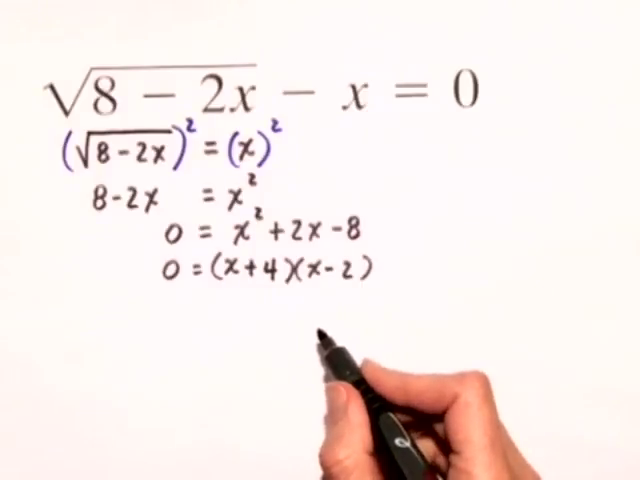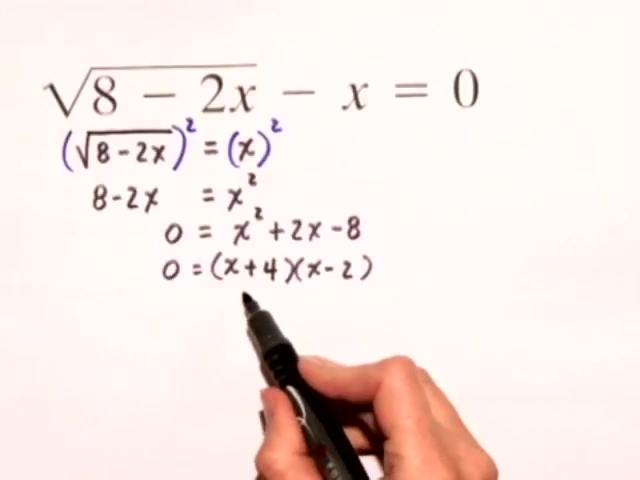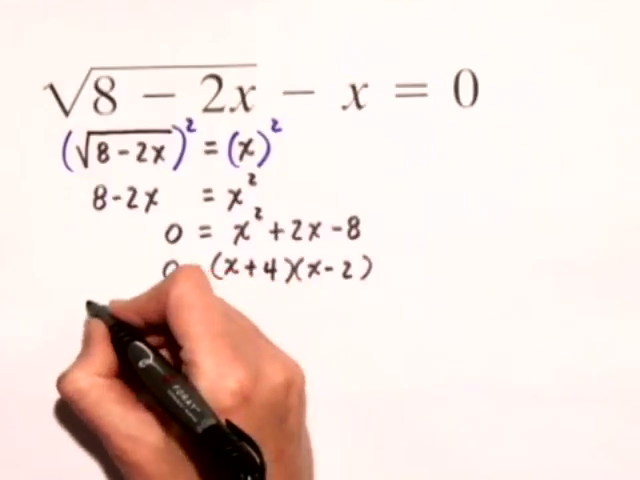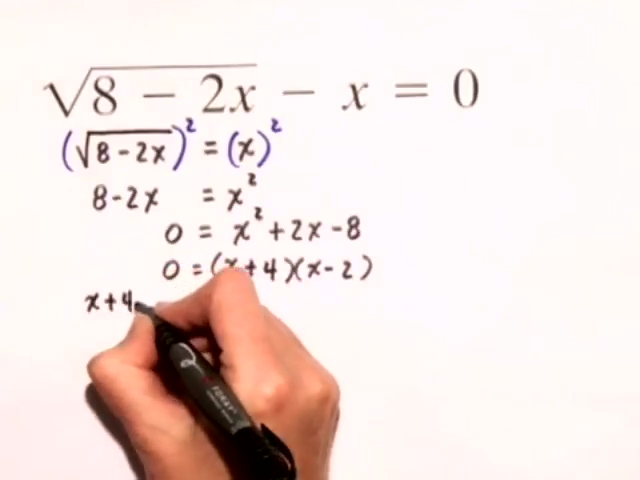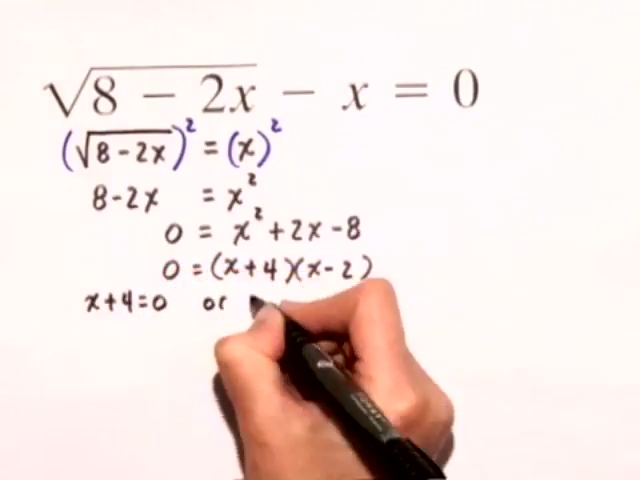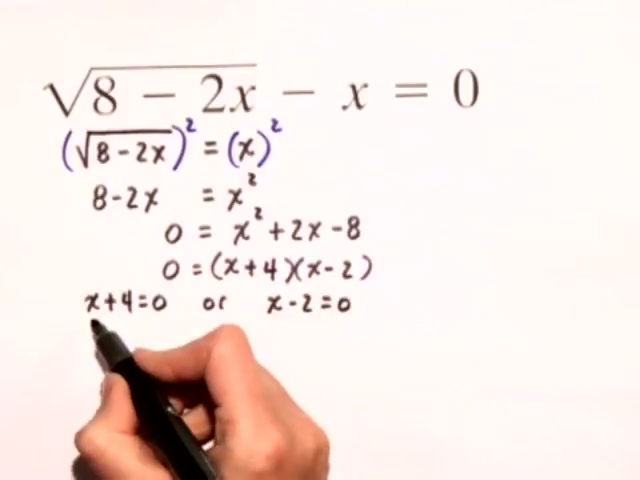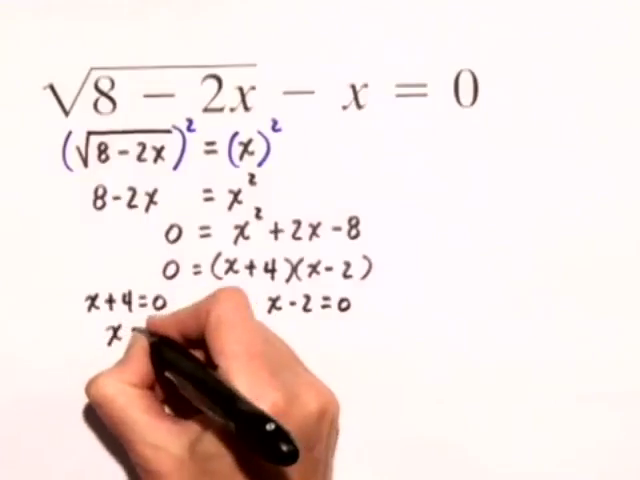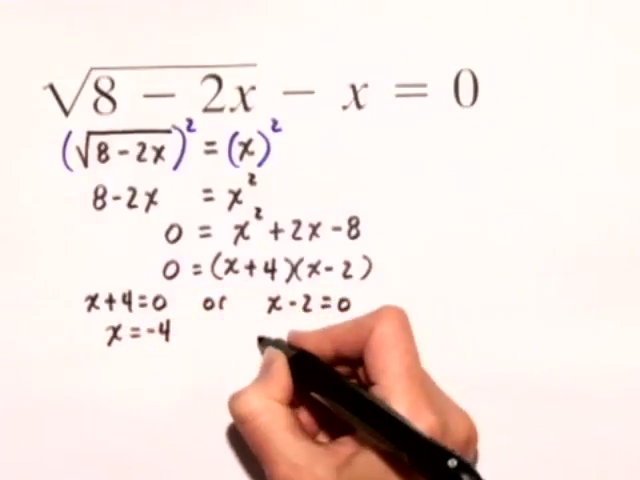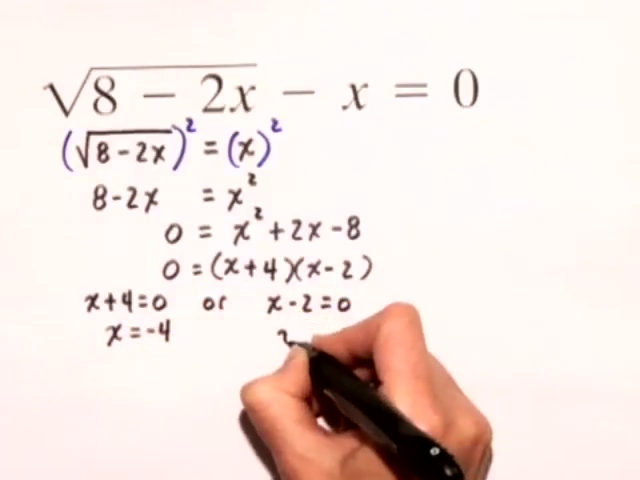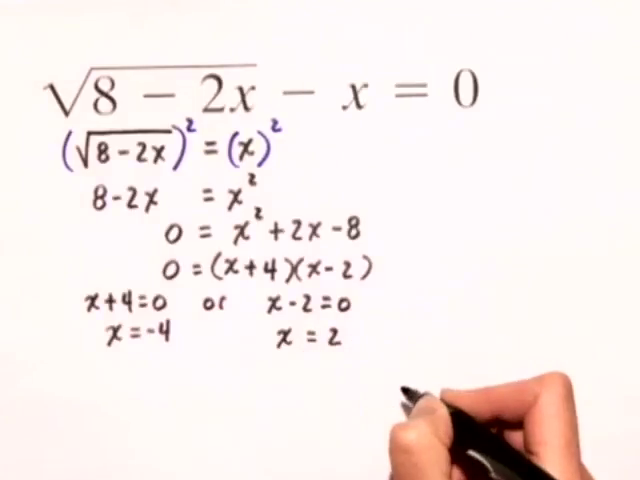Now let's apply the zero product principle and set each of these factors equal to 0. First, x plus 4 equals 0, or x minus 2 equals 0. If x plus 4 is equal to 0, x equals negative 4. If x minus 2 is equal to 0, x equals positive 2.